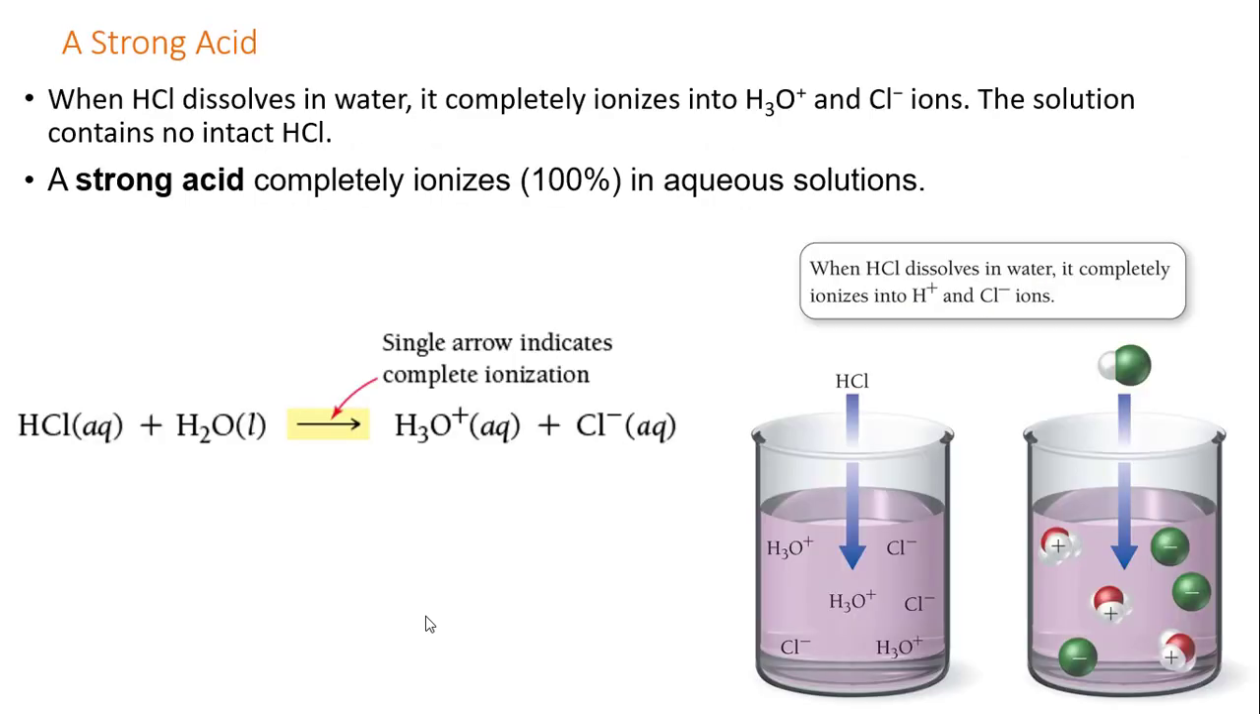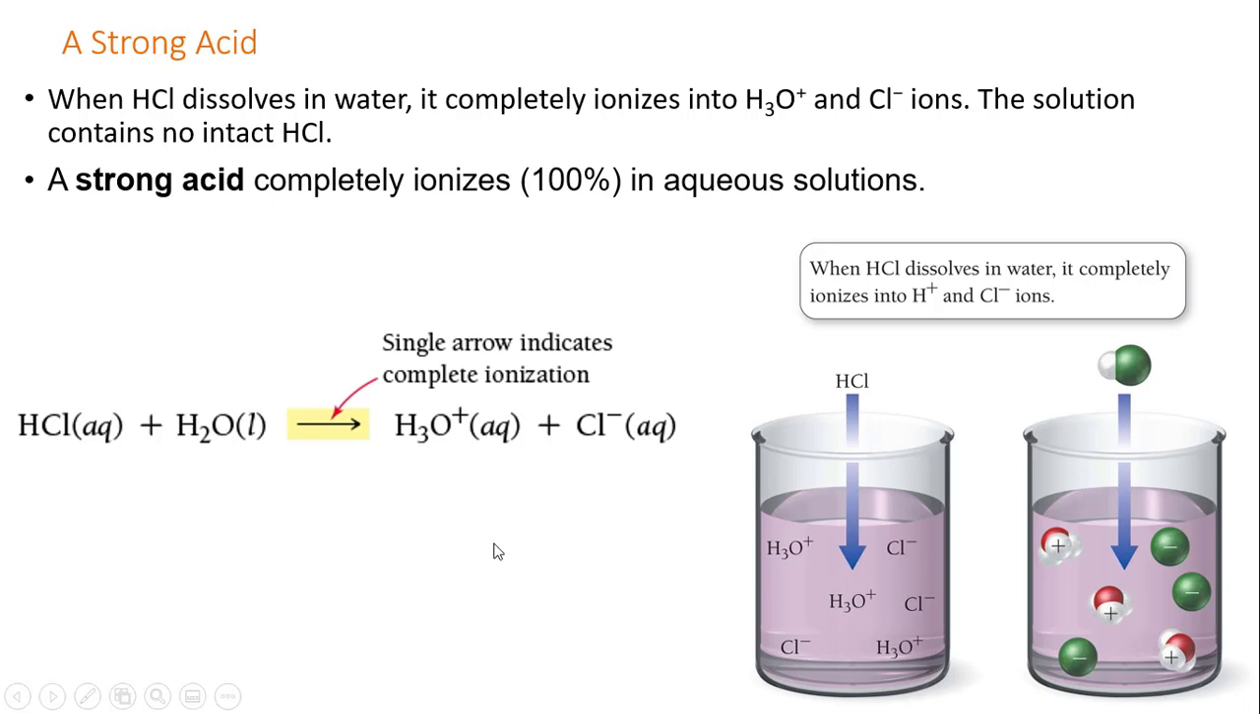So a strong acid dissolves in water and completely ionizes into hydronium ions and chloride ions. I've already said that, but there is no intact HCl. So how do we know which one you're dealing with? Well, in this case, this very clearly shows one forward reaction happening, and there's not another reverse reaction here. There's not an arrow going in the opposite direction. This means there is no going back.